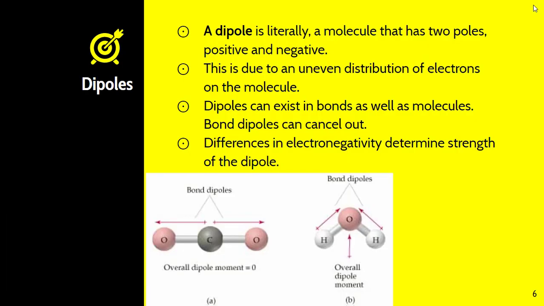So when we talk about dipoles, a dipole is literally a molecule that has two poles, positive and negative. And this is due to the uneven distribution of electrons on the molecule. Now, dipoles can exist in bonds as well as molecules. Bond dipoles do have the ability to cancel out.